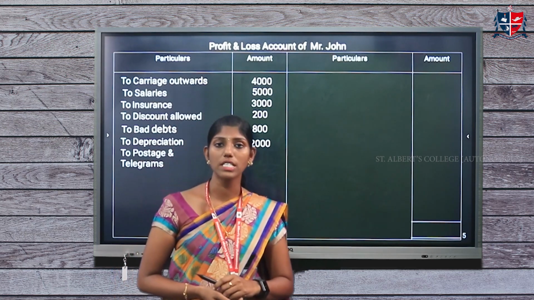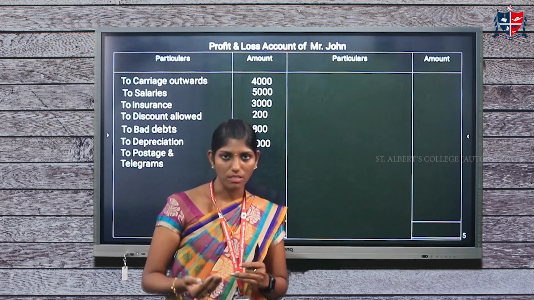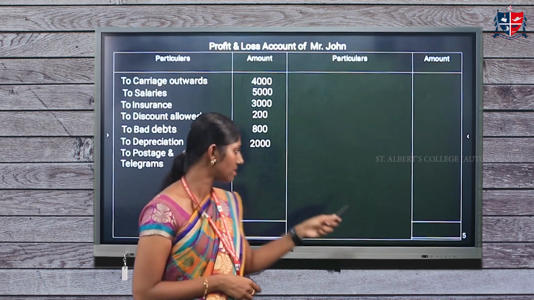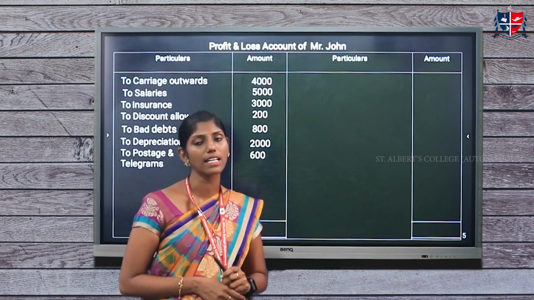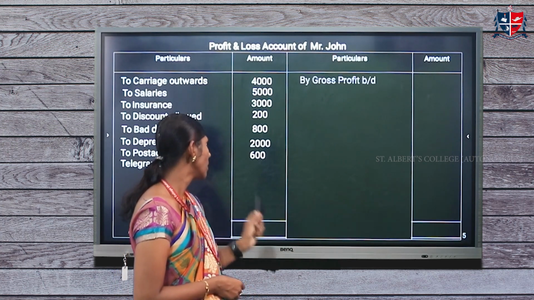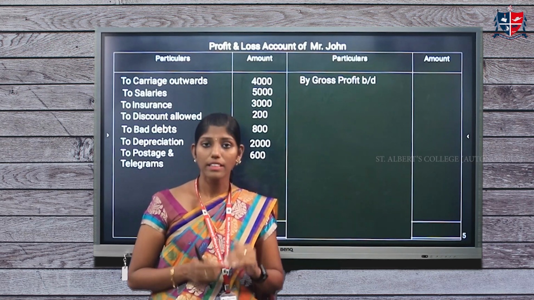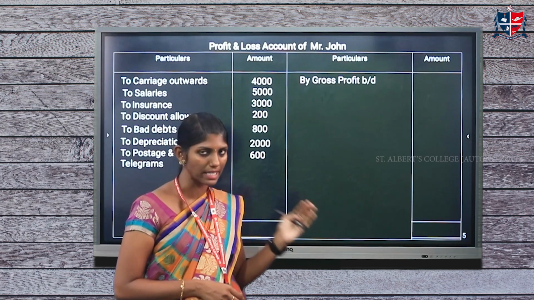Next item is postage and telegrams. If we are giving a letter to a customer, all these expenses come under the postage and telegrams expenses. That amounts to 600 rupees. So we completed the debit side. All the indirect expenses that have been given in the question have been written on the debit side.